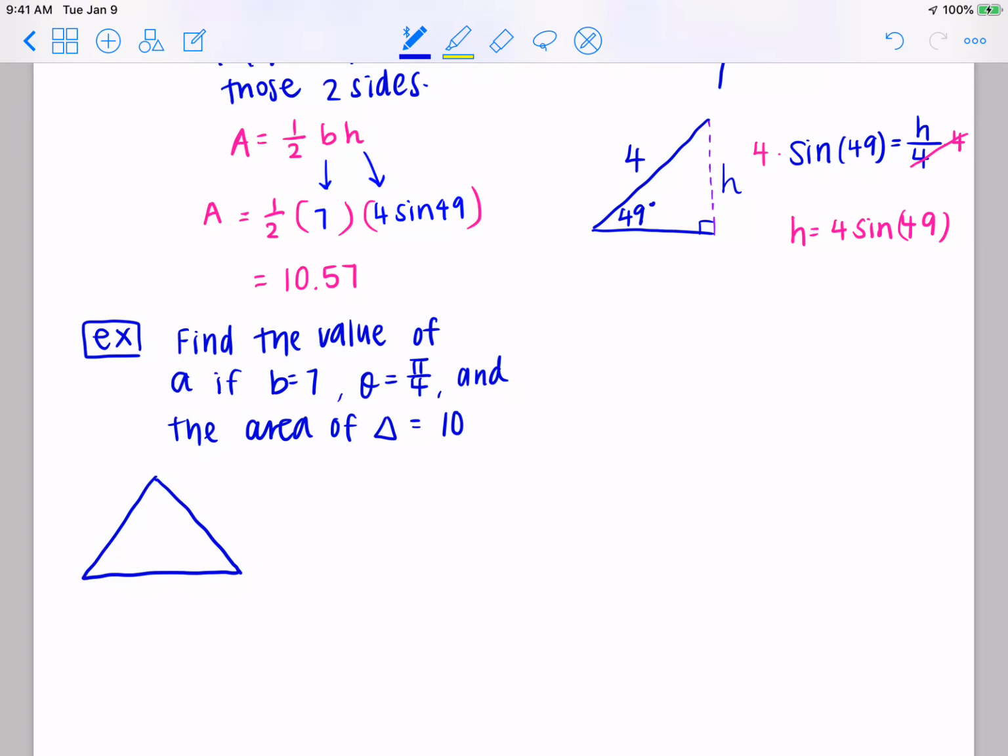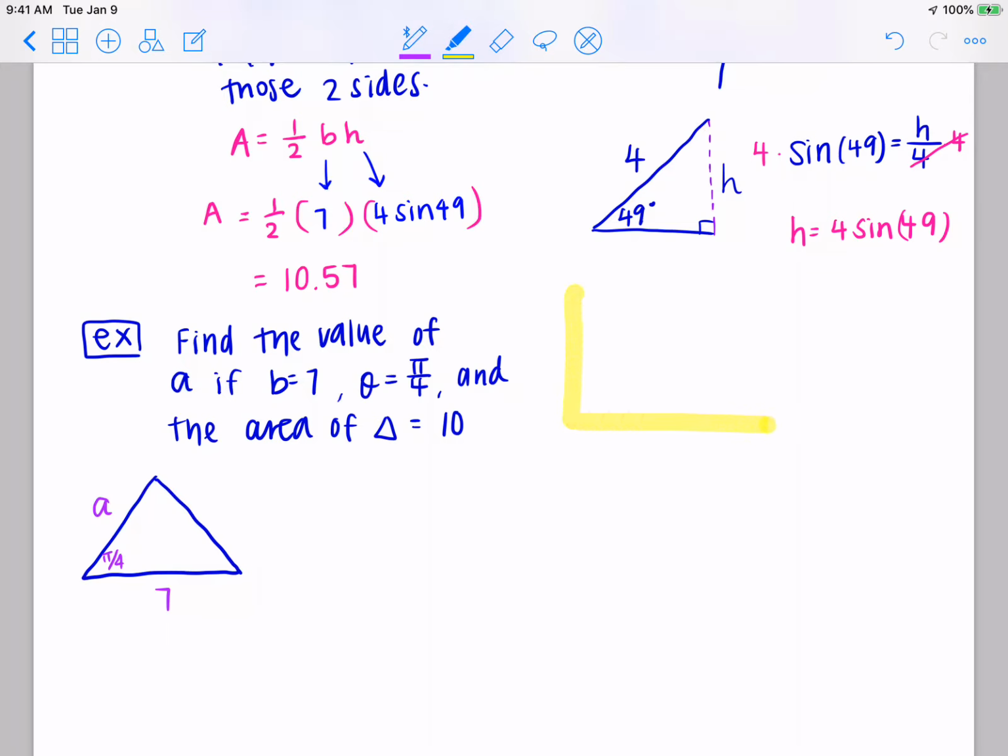So let's fill in the information. A and B just must be right next to each other. So if this is A, then B, I can put it adjacent to it, which is here. And then we got pi over 4, and we know the area is 10.